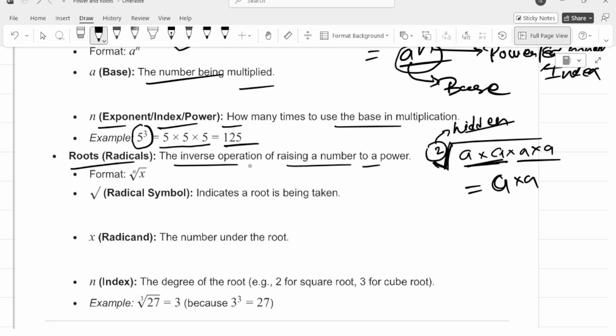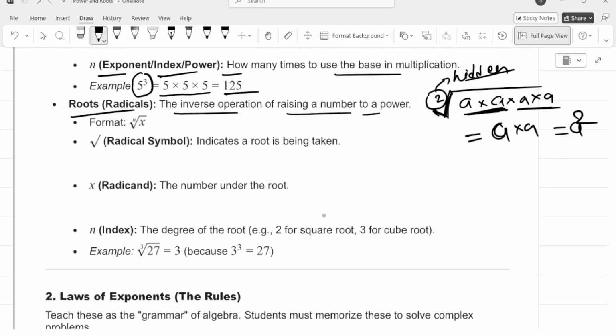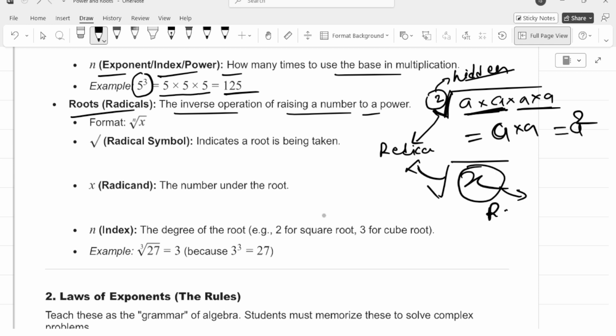So make a pair. If here is 2, then make pairs of 2 digits, and if here is 3, then make a 3 digit pair. So here it's a square. Now that symbol we call the radical symbol. For example, what is this? The radical. And what is this? x is the radicand.